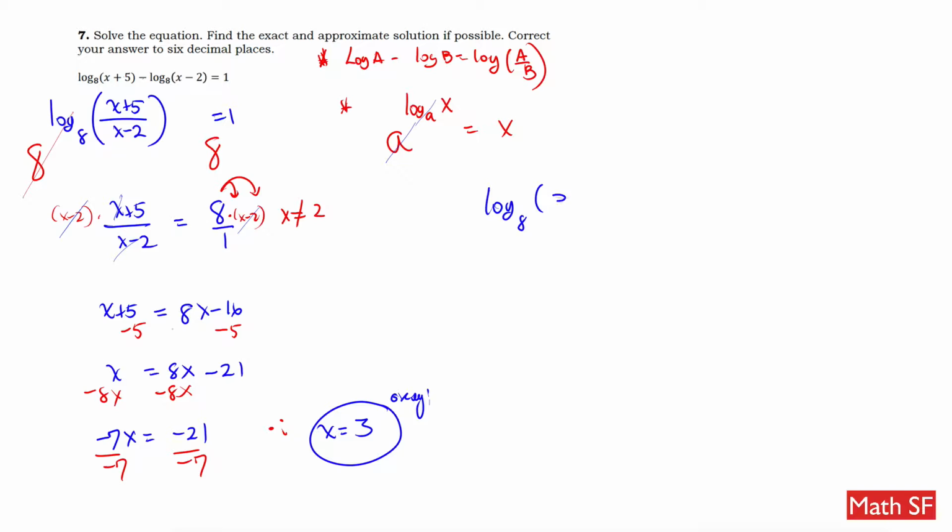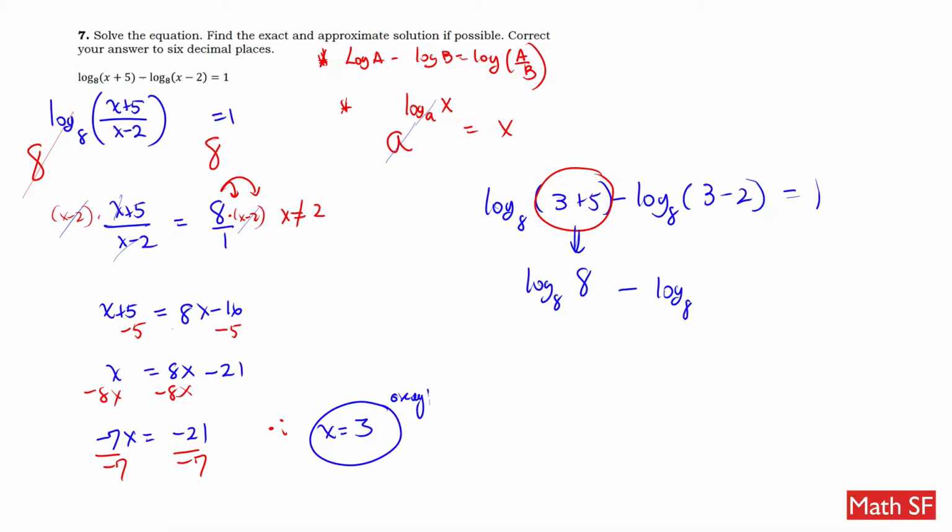So plugging it back will be 3 plus 5 minus log base A of 3 minus 2. We're just looking that the inside will be fine because this part cannot be negative. So you're having log base A of 8 minus log base A of 1. So you could have stopped there. You see, check, it works. So this will work.